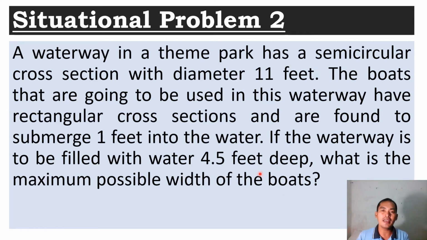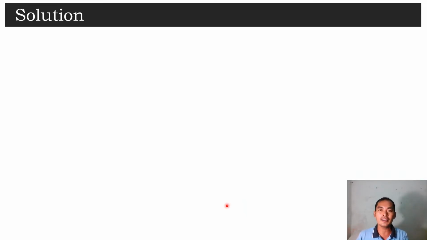A waterway in a theme park has a semicircular cross-section with diameter 11 feet. The boats that are going to use this waterway have rectangular cross-sections and are found to submerge 1 foot into the water. If the waterway is to be filled with water 4.5 feet deep, what is the maximum possible width of the boat? Okay, let's illustrate.